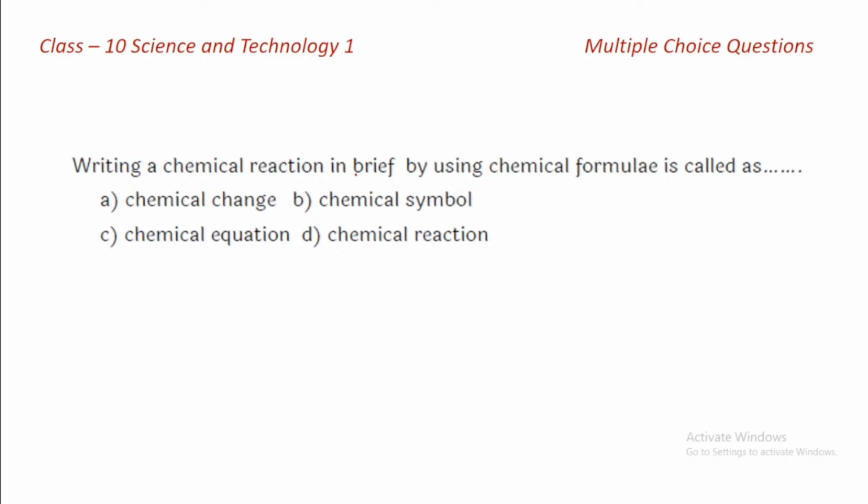Writing a chemical reaction in brief by using chemical formulae is called as dot dot. Chemical change, chemical symbol, chemical equation, or chemical reaction. Correct option is option C. It is called a chemical equation. Writing a chemical reaction in brief by using chemical formulae is called a chemical equation.